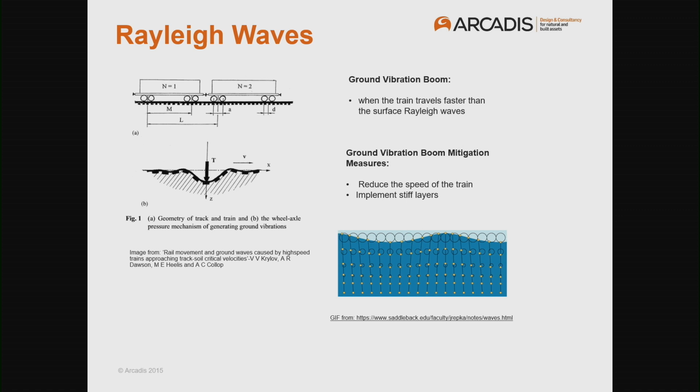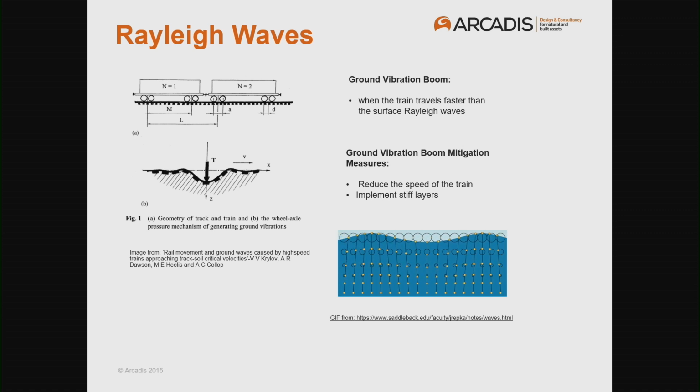When the train moves, therefore, the Rayleigh wave moves with the train. A similar effect to the sonic boom is the ground vibration boom. The train moves faster than the surface Rayleigh waves, and therefore the soil fails, and this can cause serious damage to the tracks, even brittle failure. So the Rayleigh wave has to be faster than the train all the time.